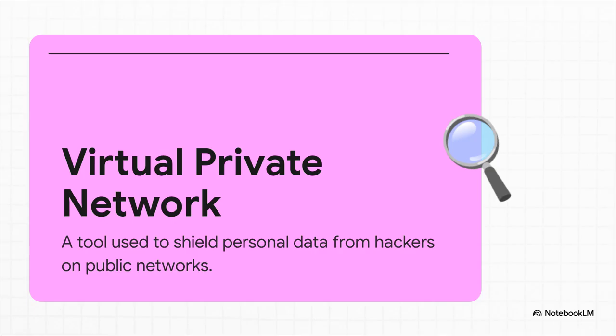A VPN routes your internet connection through a private server run by the VPN provider, which creates a secure, encrypted tunnel for your data. So even if a hacker is successfully pulling off a man-in-the-middle attack on your coffee shop Wi-Fi, all they're going to intercept is an unreadable stream of scrambled data. The VPN essentially masks your IP address and secures your payload. It ensures that your private information remains completely shielded, regardless of how inherently flawed the underlying network might be.